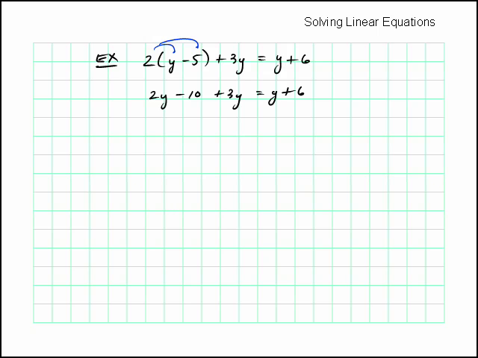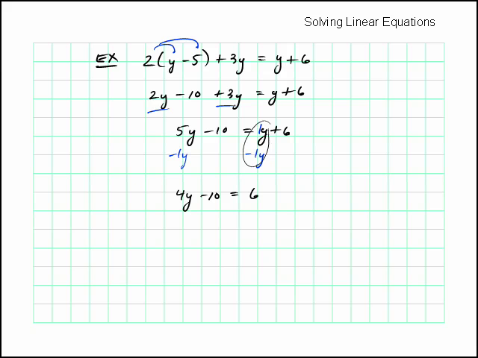Now I combine my like terms. Here I've got a 2y and a 3y. 2y plus 3y is 5y. So this is now 5y minus 10 equals y plus 6. Now I need all my y's on one side of the equation. There, this is actually a 1y. So I'm going to subtract 1y from both sides like that. 5y minus 1y is a 4y. Minus 10 equals, these y's are gone now, that equals 6.